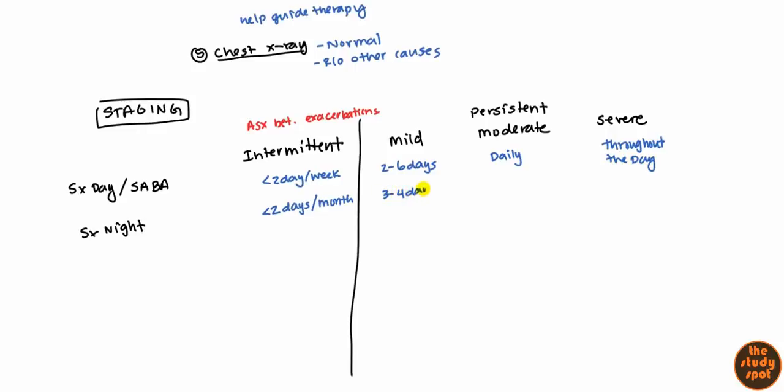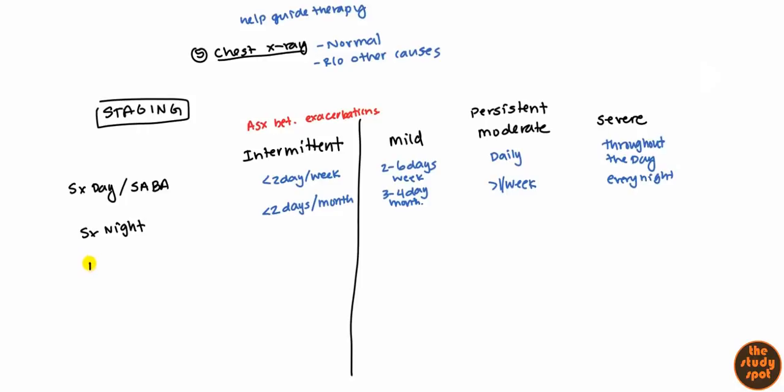And as far as night symptoms go, in mild it's 3 to 4 days out of the month, greater than once a week in persistent, and in severe they have, again, night symptoms every night. So that's how you differentiate based on how frequently they have symptoms.